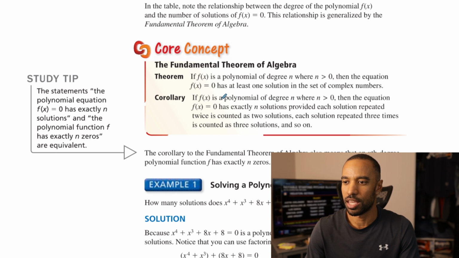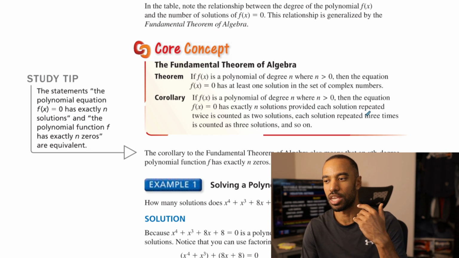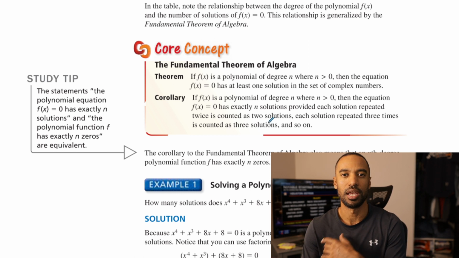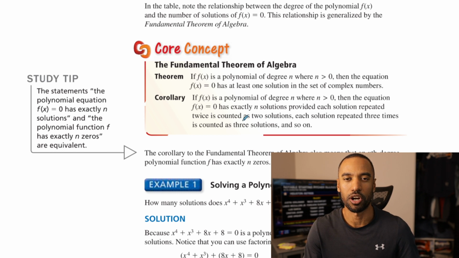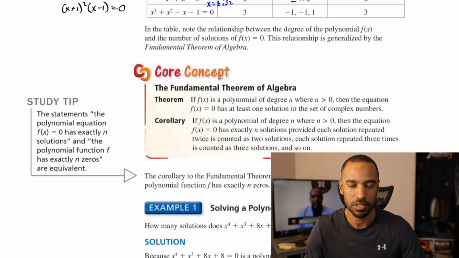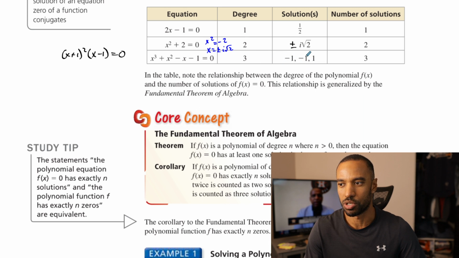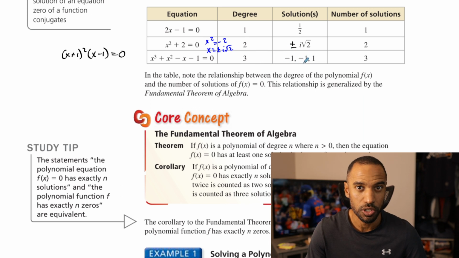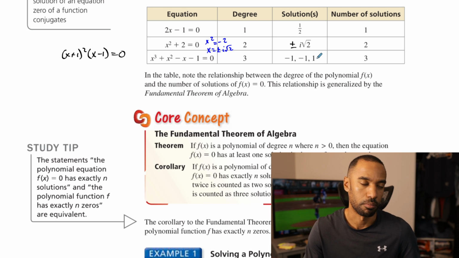If f of x, and this is the more important one to us, if f of x is a polynomial of some degree n, it has exactly n solutions, provided each solution repeated twice is counted as 2 solutions and repeated 3 times is counted as 3 solutions. Now, when they say repeat solutions, you might have heard me in the last section, I call those multiplicities. So this one has a solution of -1, which has a multiplicity of 2. And then it has a solution of 1 with a multiplicity of 1.